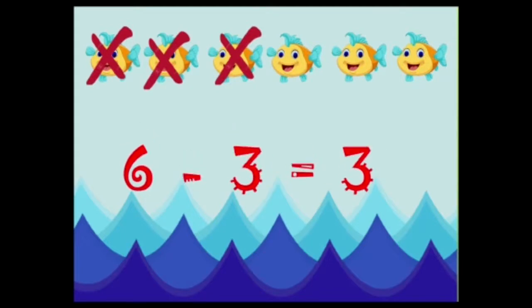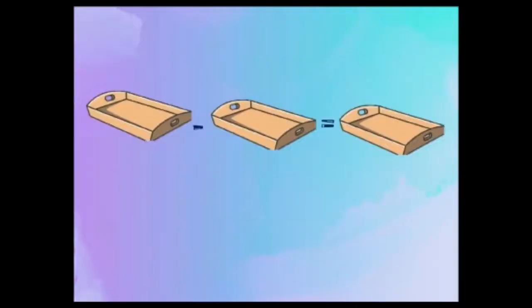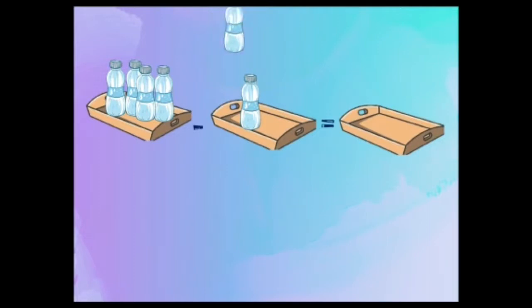Let's just see another example. Here you can see some trays, and in these trays, some bottles are also there like this. In tray 1, we can see 1, 2, 3, 4 bottles, out of which some bottles have been taken away, like this. 1, 2, 3. So 3 bottles have been taken away out of 4 bottles from tray 1.